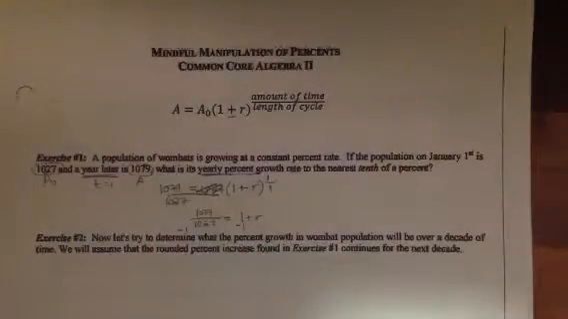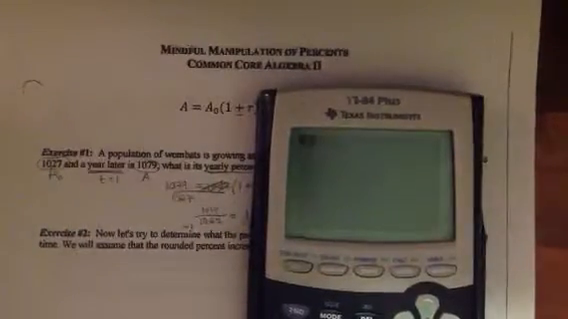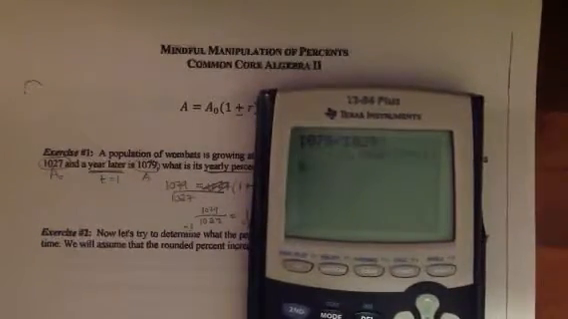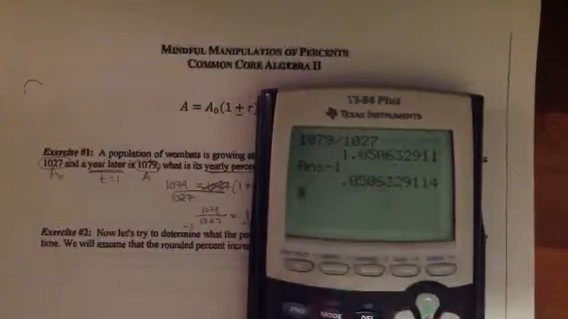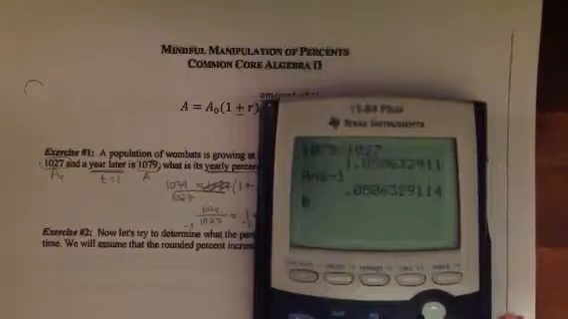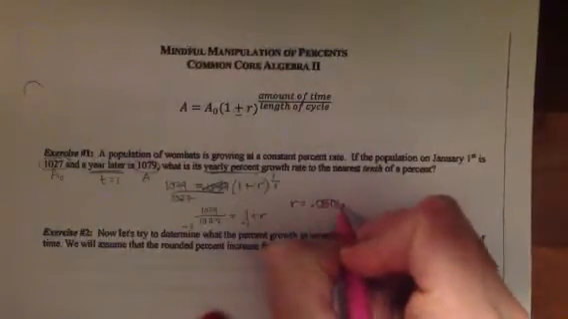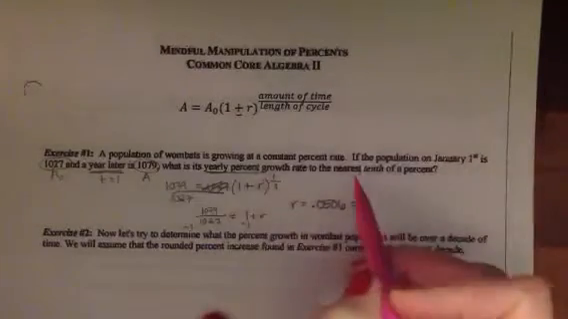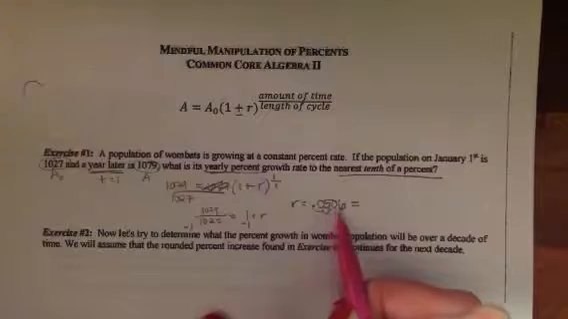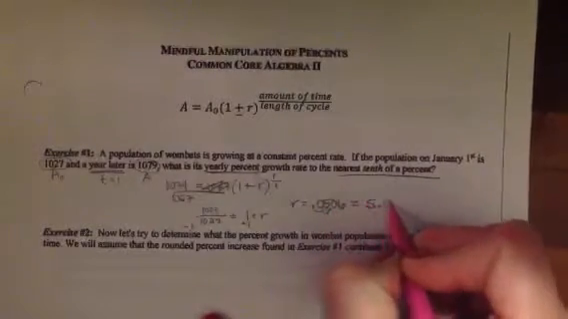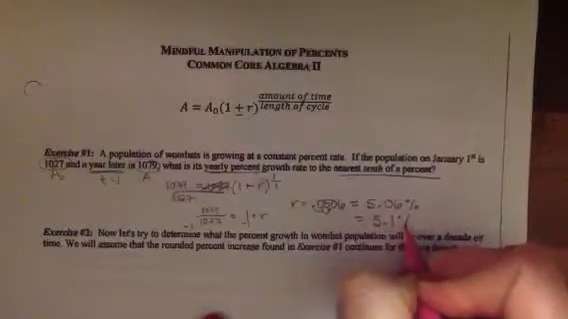So on your calculator, just 1079 divided by 1027, and then subtract 1, and that gives you R, 0.0506. So if R equals 0.0506, what is that to the nearest tenth of a percent? So that's 5.06%, which to the nearest tenth of a percent is 5.1%.